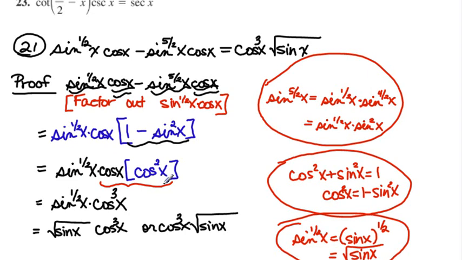So what we have is our greatest common factor, which is sine to the 1/2 x times cosine x, times what remained, which was cosine squared x. Well, cosine x times cosine squared x is cosine cubed x. And I've already talked about this, that sine to the 1/2 x is the same thing as the square root of sine x. So we actually have shown exactly what we needed to, that the left side is equal to the right.